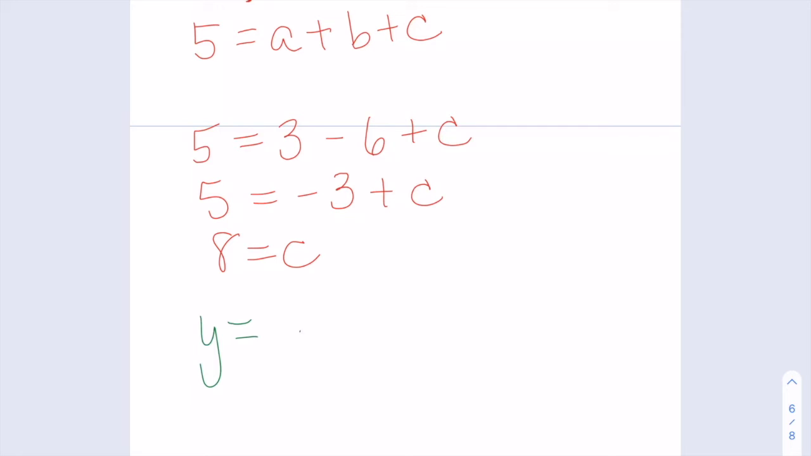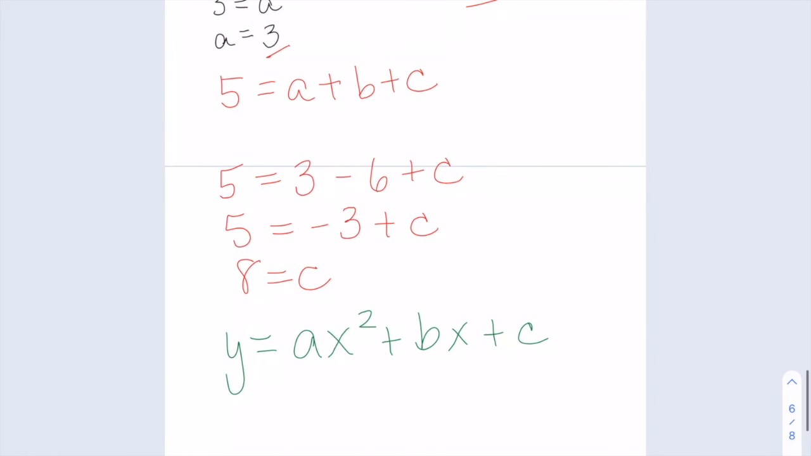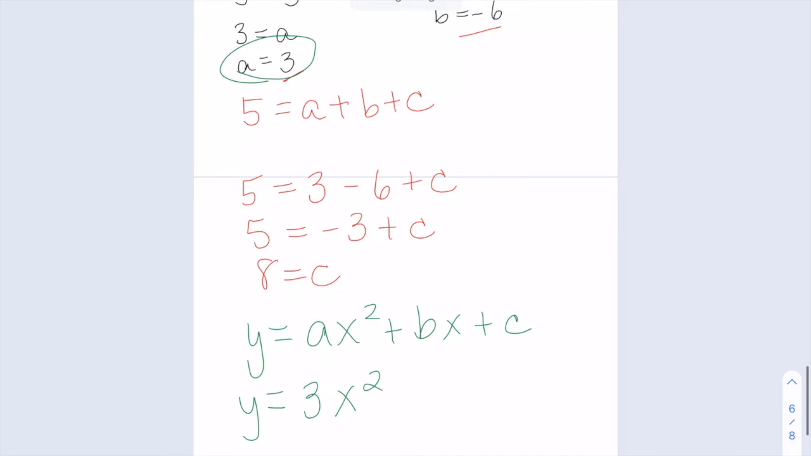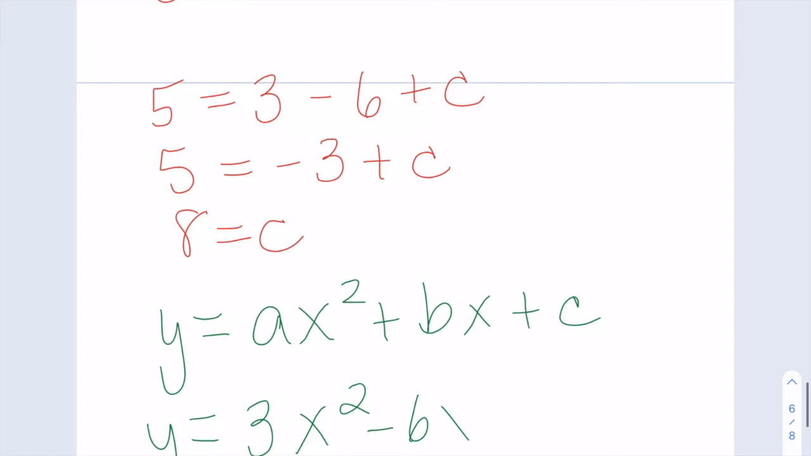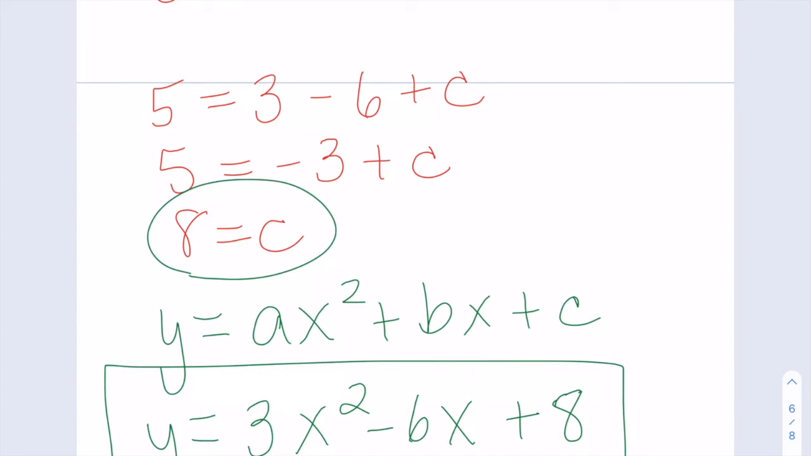y equals ax squared plus bx plus c for the parabola. So we know that a equals 3. We know that b equals negative 6. And c equals 8. So our parabola would be 3x squared minus 6x plus 8.